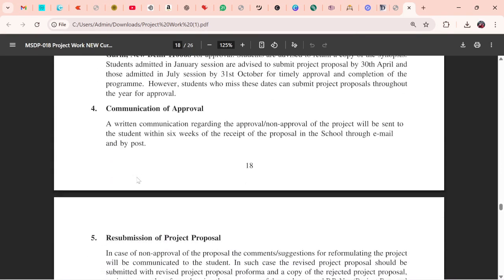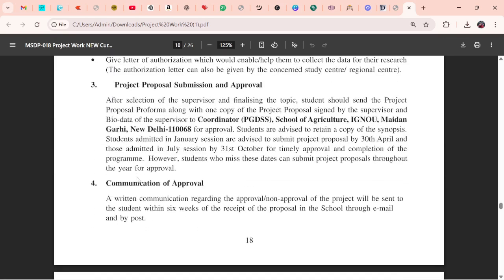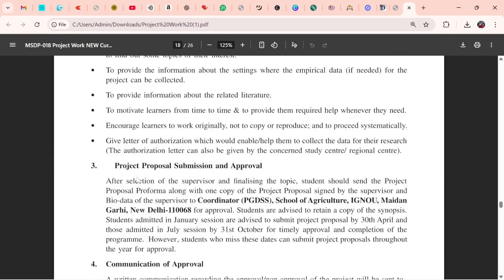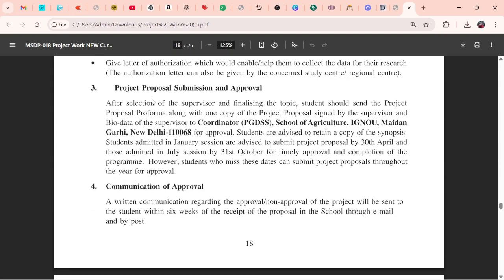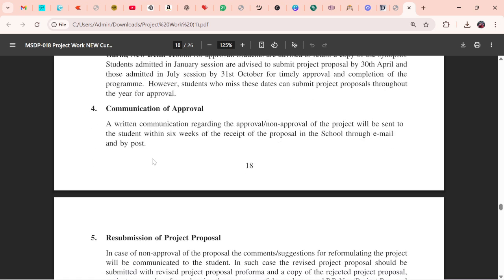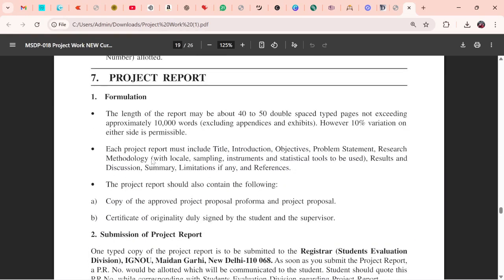Okay. Now after making your project proposal, you can submit it. Here is the process given: project proposal, submission, and approval. After your project proposal, you have to make your project report. Okay, and see what is given under the project report heading.